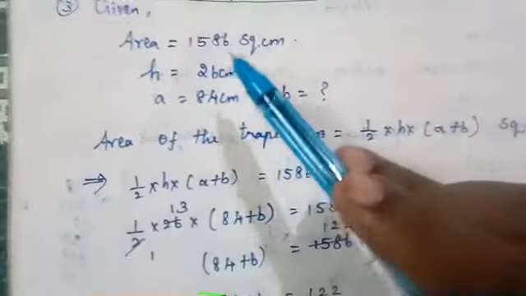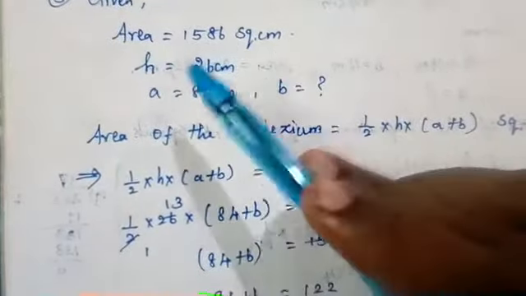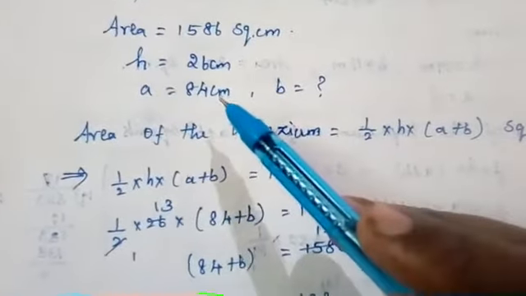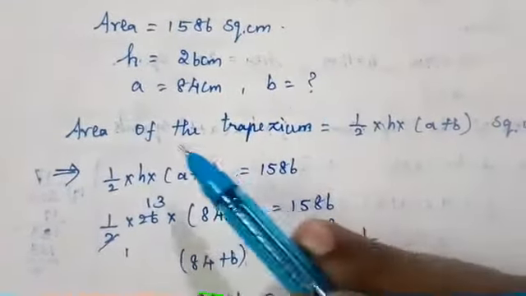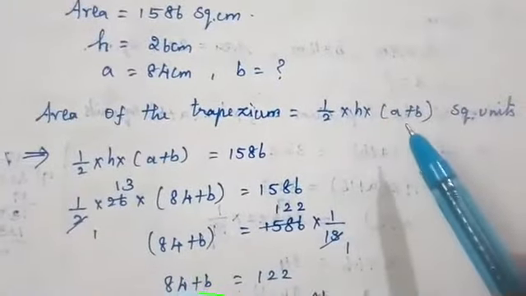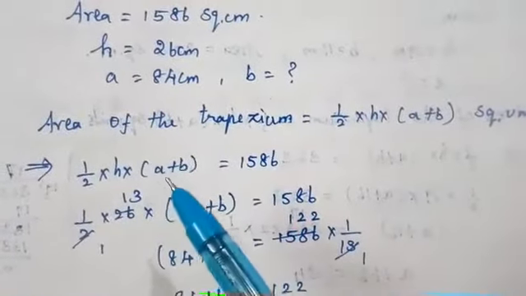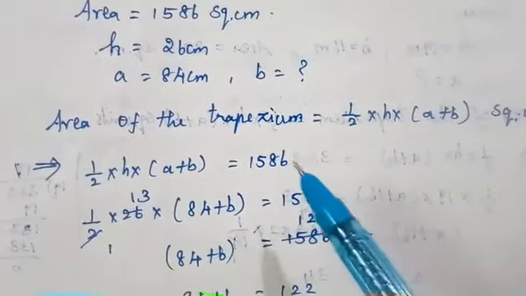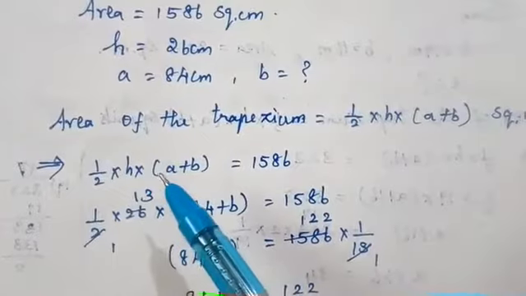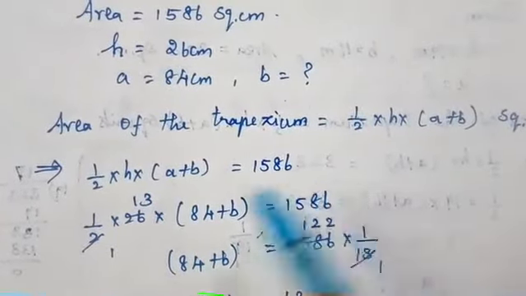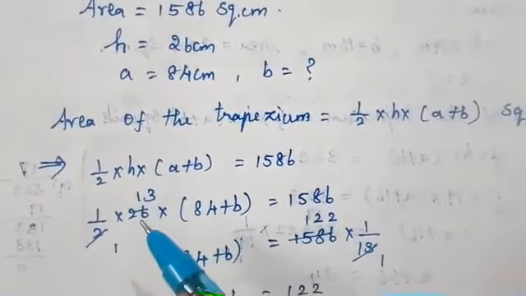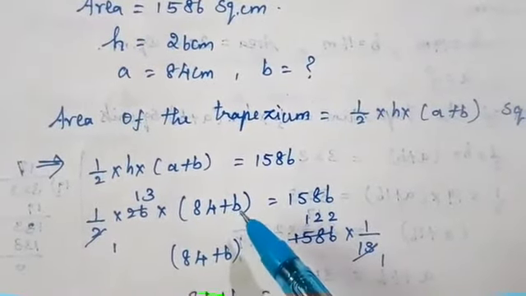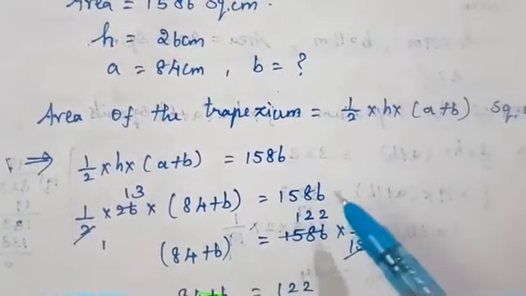Third question given: area equal to 1586 square centimeter, height 26 centimeter. One of the parallel sides A is 84 centimeter, B we want to find. Write the area of the trapezium formula. Area value is given, so we compare the formula and the area value: on one side you write the formula, on the other side the given value. Then substitute the given values: 1 by 2 into H value 26, into 84 plus B. B is unknown, just write B, equal to 1586.